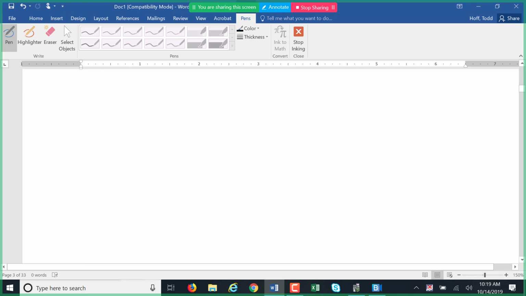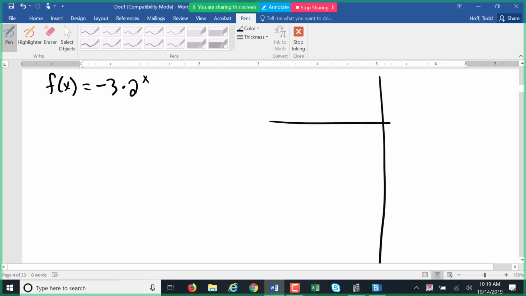It's time for a break, but I'm going to put this up here for you: f of x equals negative 3 times 2 to the x. So when we get back from break, if you would like to start working that out, we'll graph it and see what that looks like on our graph. Let's go ahead and take 10 minutes or so. It's a couple seconds from 10:20. We'll come back at 10:30 and keep going.